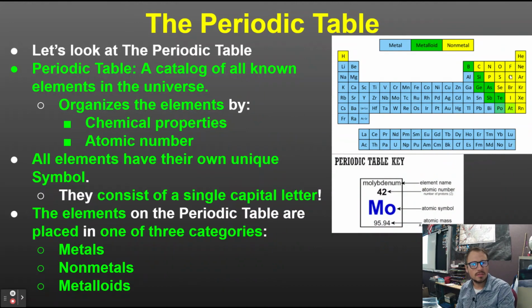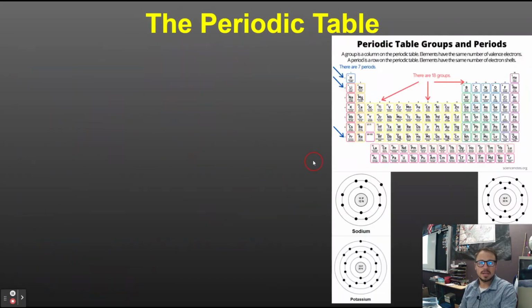Everything to the right of that staircase, or the metalloids, is a non-metal, but you can see that hydrogen over here is a non-metal as well. Hydrogen is technically sort of in its own category, but they put it with non-metals and in group 1. And then everything else is a metal on the periodic table.